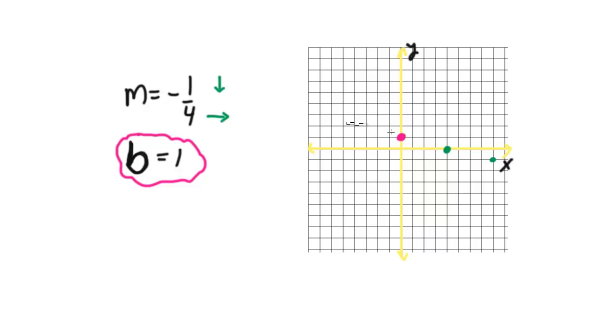Let me use this here. A little bit better, right? And if you look at it, make my arrows here. That's the line that represents the equation with slope m equals negative 1/4 and y-intercept is equal to 1, right? And it's represented by this line here. Okay?